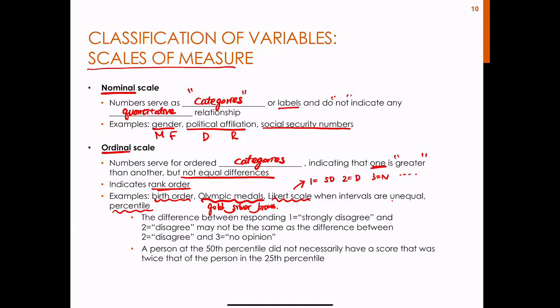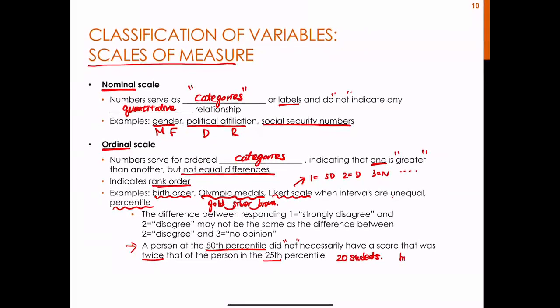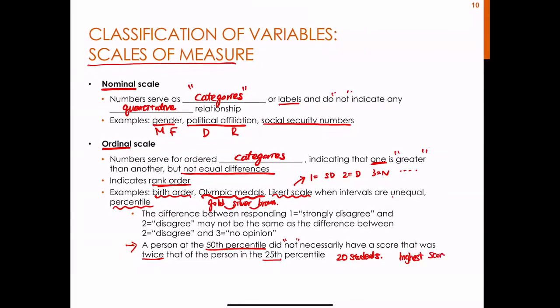And the last one is the example for the percentile. So a person at 5th percentile did not necessarily have a score that was twice that of the person in the 25th percentile. Yeah, actually, for example, we have 20 students, and the highest score of a specific test was 98.